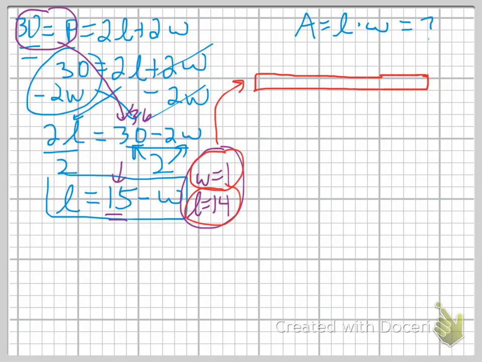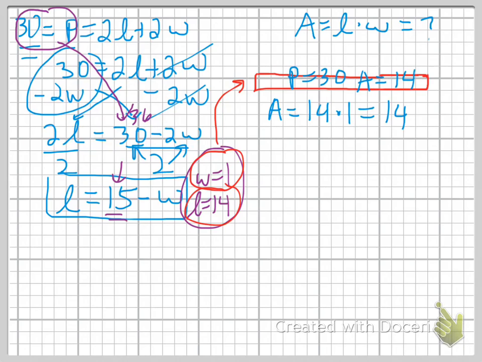Well, what's my area? So we'll do our area here. The area is 14 times 1, which is equal to 14. So I'm going to write in here area equals 14 for that one. And we're going to say the perimeter is 30. That's our first one. So we can go back to it and say, okay, let's try another one.